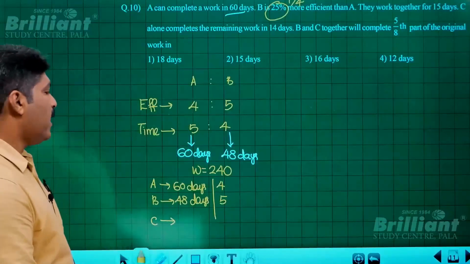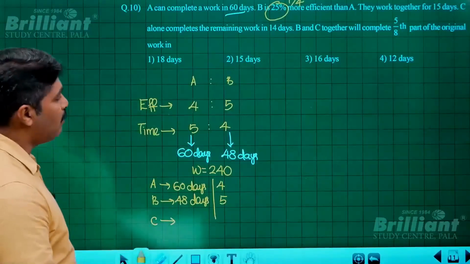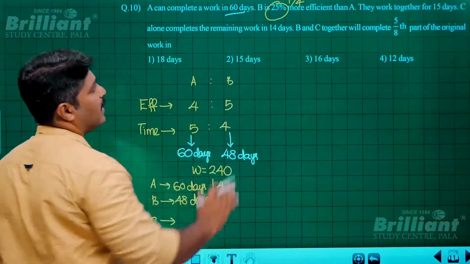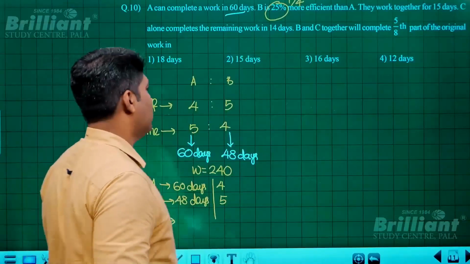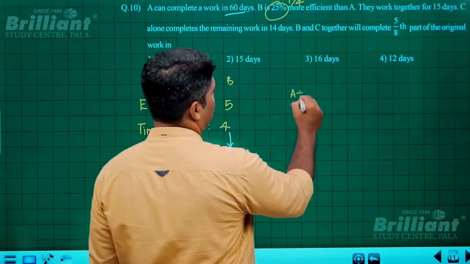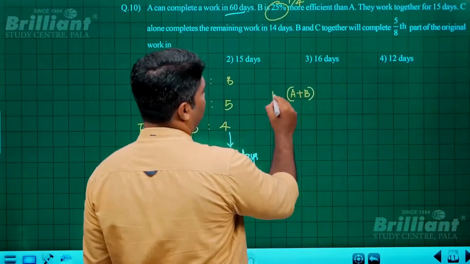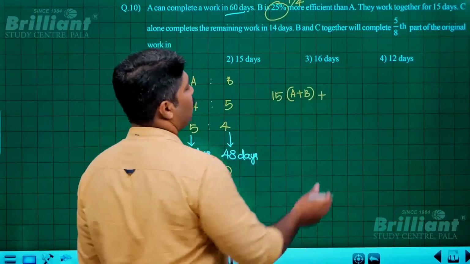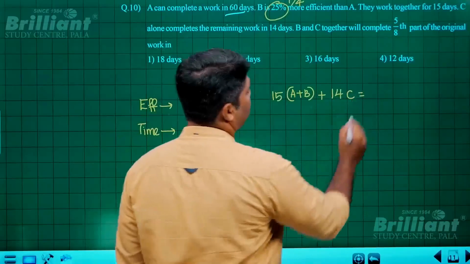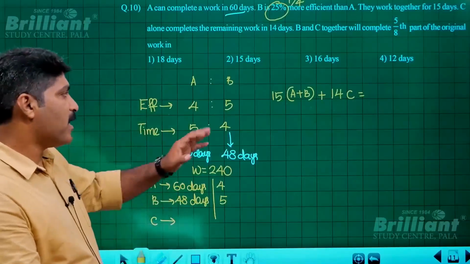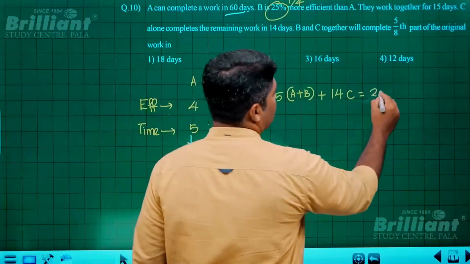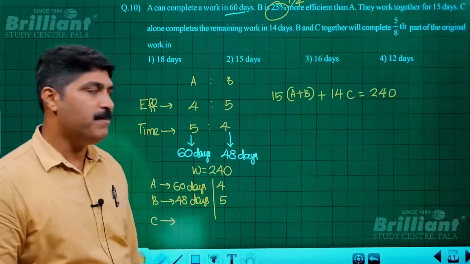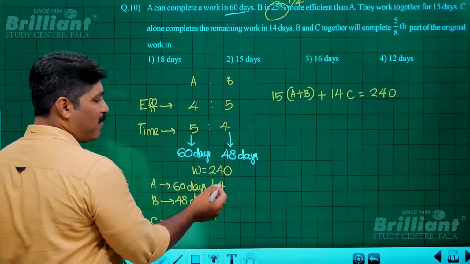Got it? Then we assume the efficiency of C has some other value. How do we find it? We consider the second data: they work together for 15 days. So A and B work together for 15 days, then C alone completes the remaining work in 14 days. We can rearrange the values like this. This will be equal to 240, the total quantity of work. Here A, B, C represent the efficiencies of those 3 persons, and the efficiencies of A and B are 4 and 5.